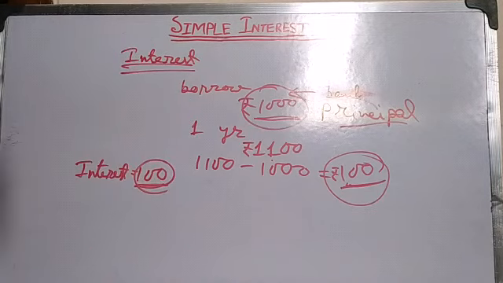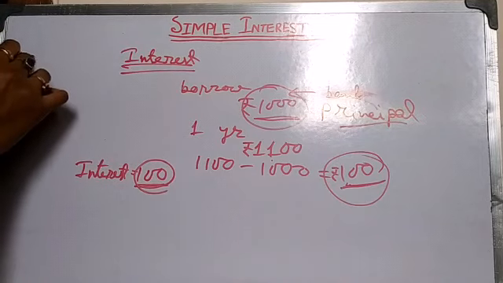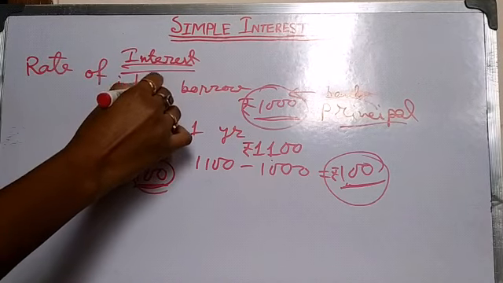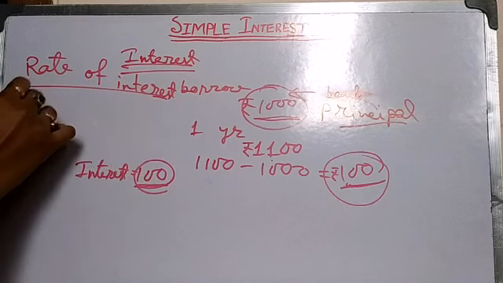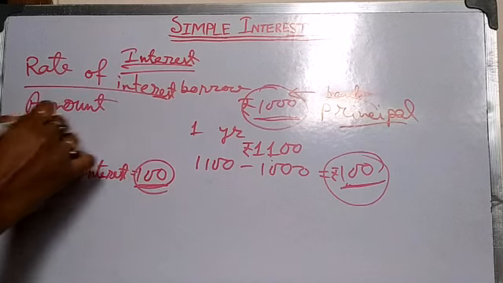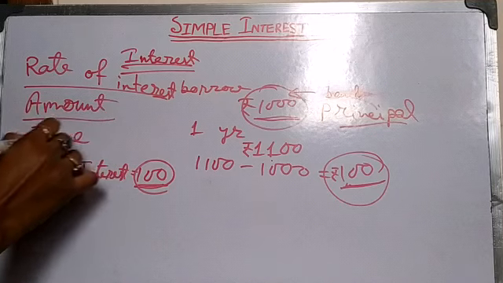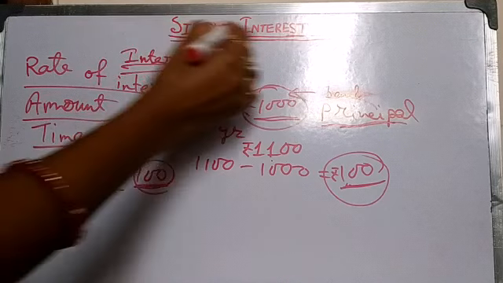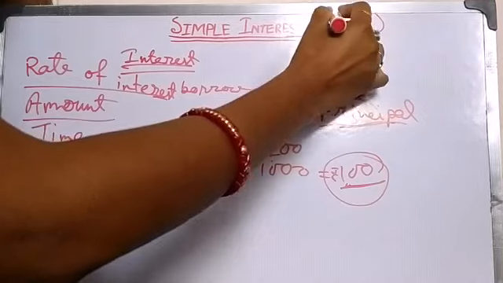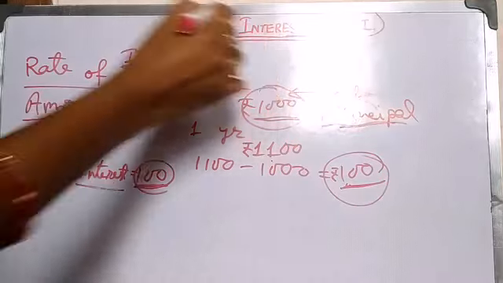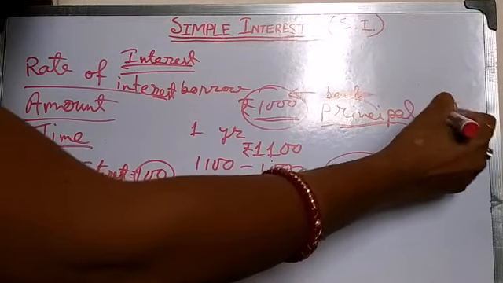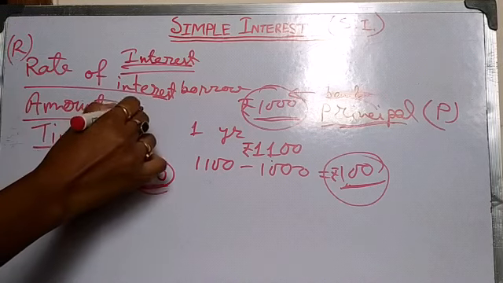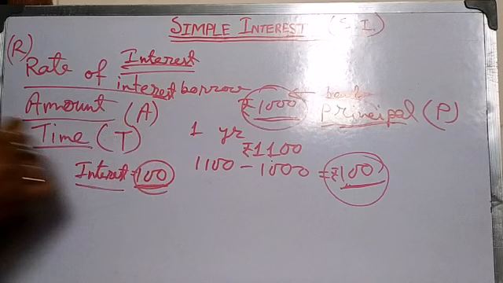So here more terms we will learn, that is rate of interest, amount, time. This is principal and this is interest. Simple interest, short form is SI. S for simple, I for interest. Principal short form is P. Rate of interest short form is R. Amount short form is A. Time short form is T.